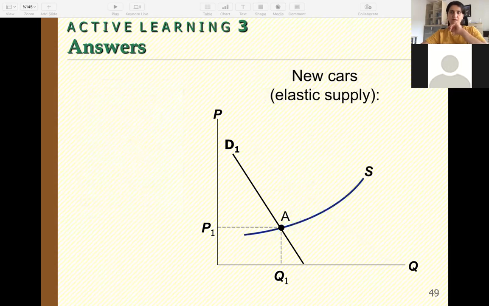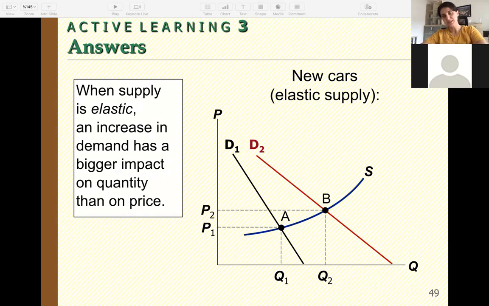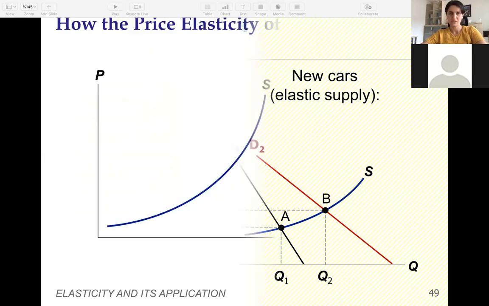Okay, how about for cars? When supply is elastic, an increase in demand has a bigger impact on quantity than on price. So again, suppose demand shifts to the right due to population growth, and quantity increases more than the price. Okay, for the new cars.